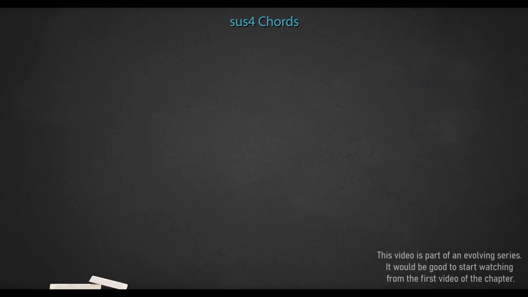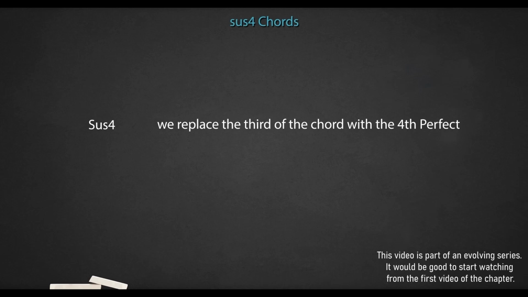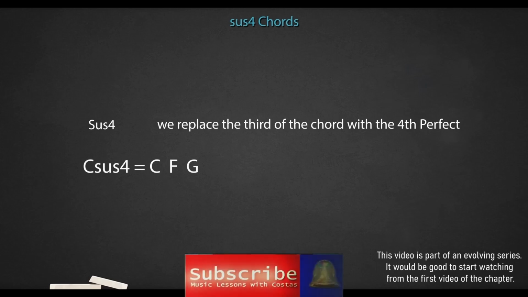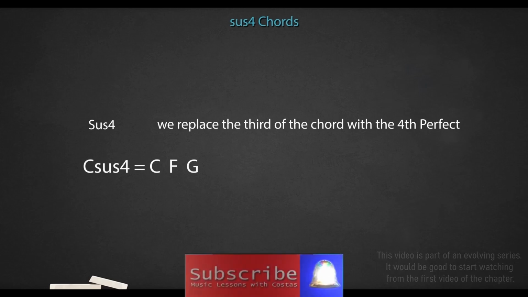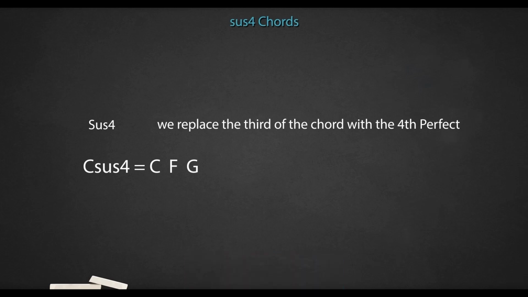Sus4 chords. In the three-voice chords, those consisting of 3 notes, there are some other types. The chords with the sus4 symbol. In the place of the third of the chord, we put the fourth perfect. The C sus4 consists of C, F, and G. It is interesting to hear this chord. The sound of it leads to the homonymous major chord, and as a sound, it is very common in the finale of a piece. So let's hear C sus4, C.